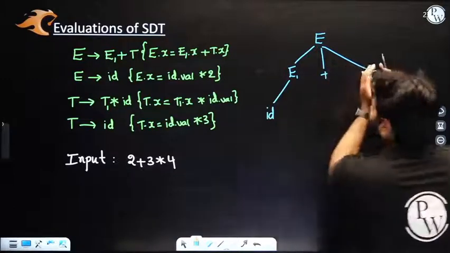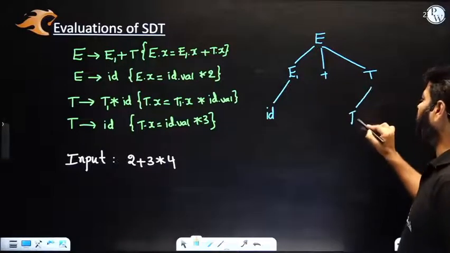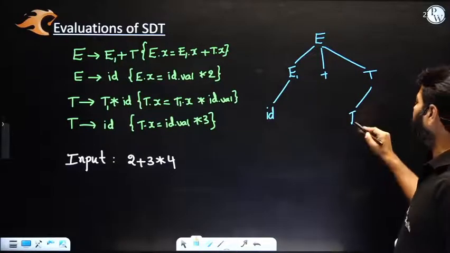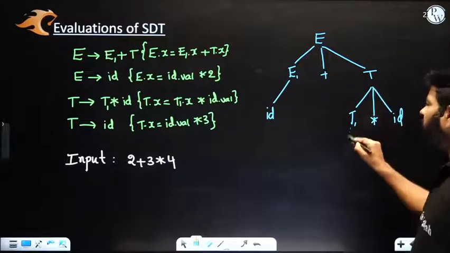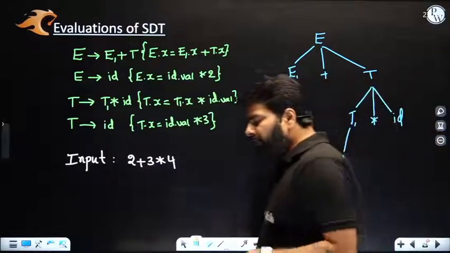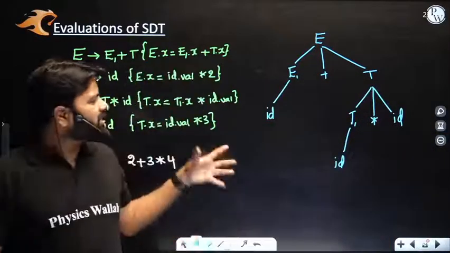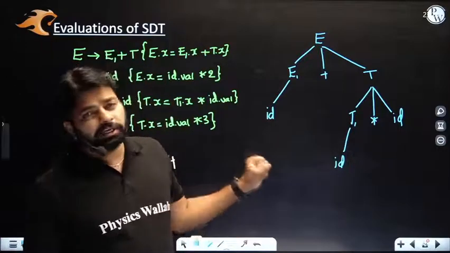And this T has to do 3 star 4. We have production T, of course T1 and T are both the same, star ID. And this T derives ID. But what is the problem with this parse tree? This parse tree has no translations. We want to construct an annotated parse tree.